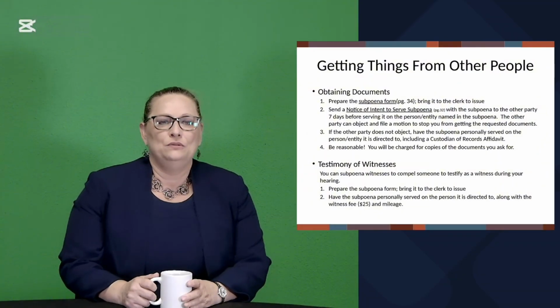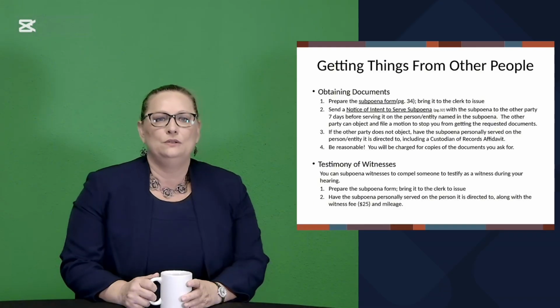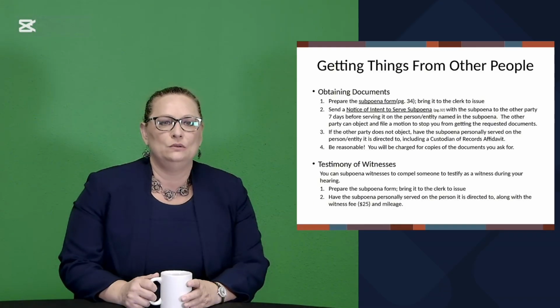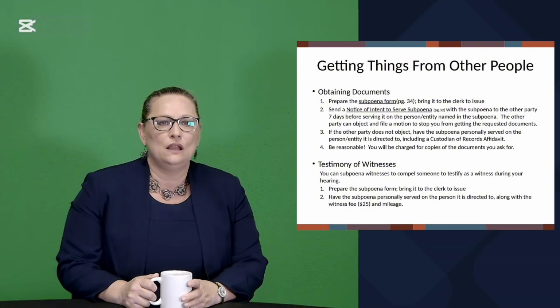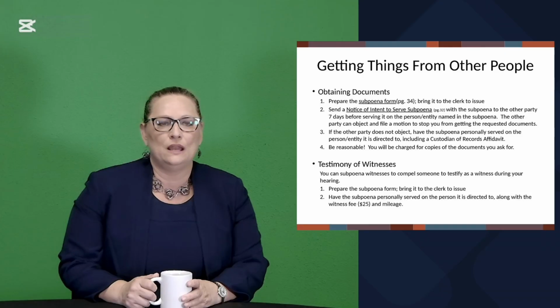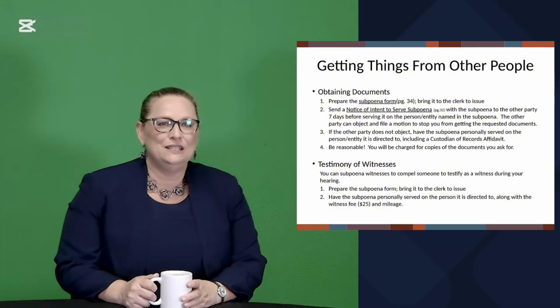So how do you get things from other people in discovery? If you need to obtain documents from somebody who is not the opposing party in your case, the process for doing that is called a subpoena. So you prepare a subpoena, and you have to actually send a notice of intent to serve subpoena. You have to send this notice to the other party 7 days before you actually serve the subpoena. So this process takes a little bit of time because you have to do each step at the point that you need to do each step.